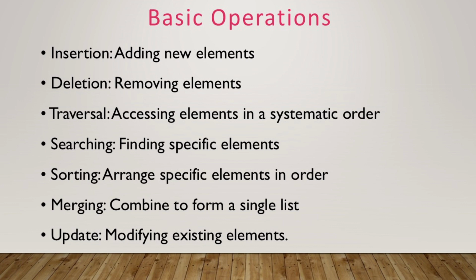Sorting. Now we can also sort the data structure. Suppose we have the data with us, and we can arrange the data in ascending order or descending order, and these kinds of operations are called sorting. And finally, we may have the update operation also, depending upon how we are modifying the existing elements. We would like to update the things. Okay, so these are the basic operations which are performed on any kind of data structures.